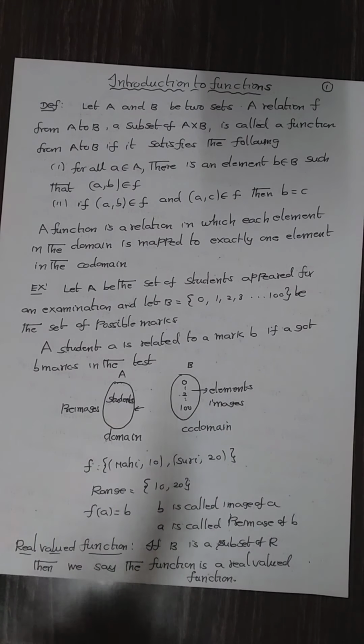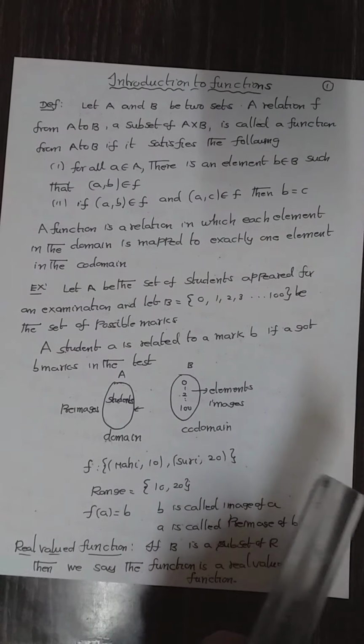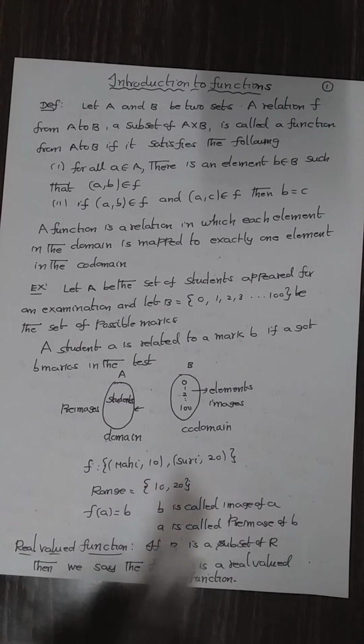So f(a) = b means b is called the image of a, and a is called the pre-image of b.